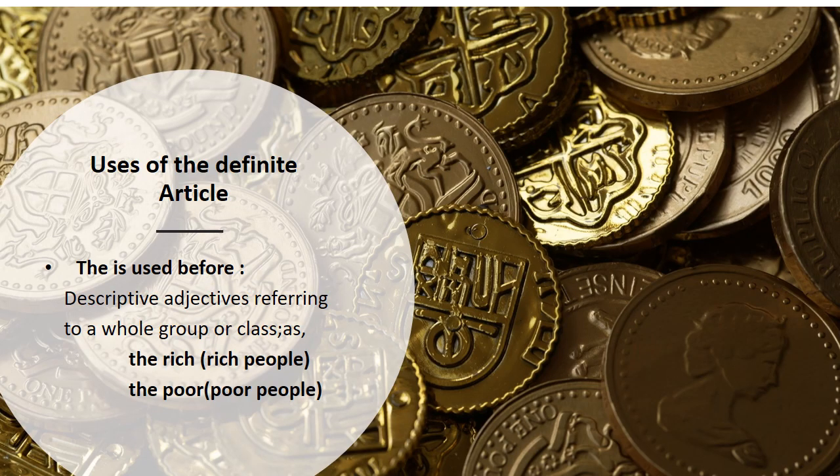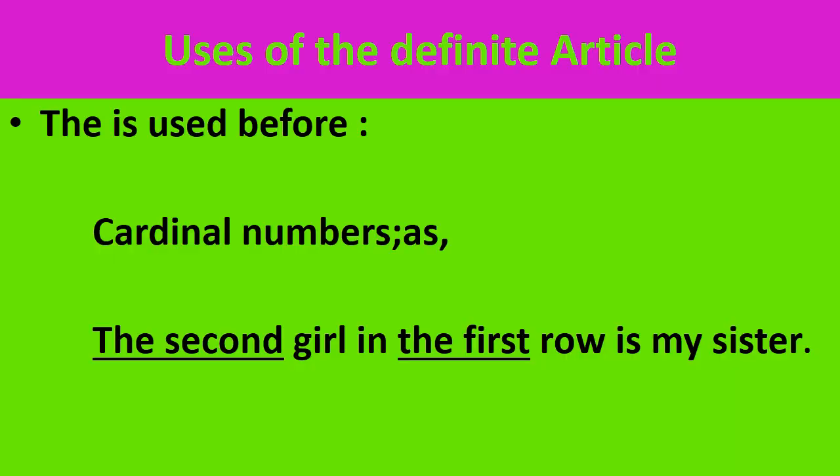The is used before descriptive adjectives referring to a whole group or class, as the rich. It means all the rich people, the poor people. The is used before ordinal numbers, as the second girl in the first row is my sister. The first, the second, the third, the fourth, the next, the following, the last, the previous.